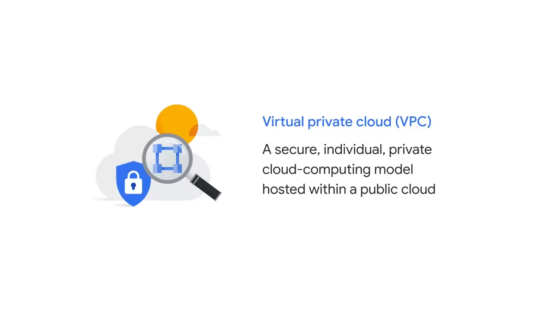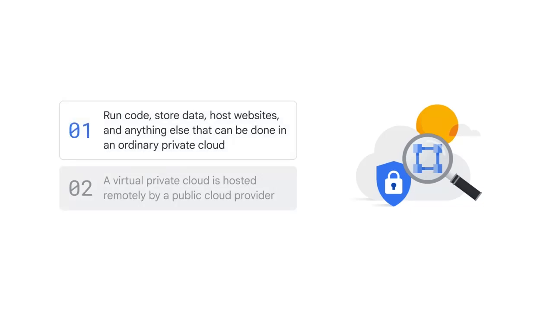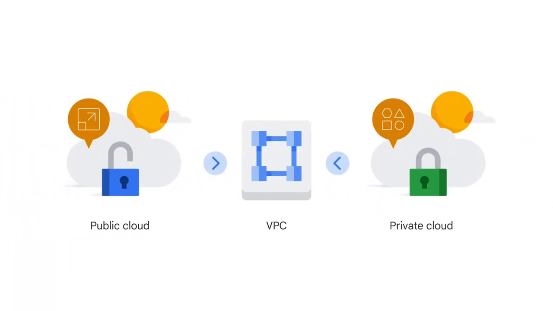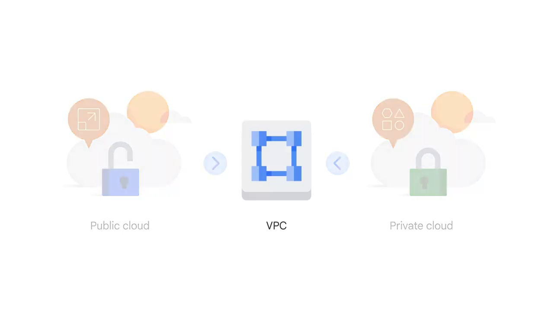A virtual private cloud, or VPC, is a secure individual private cloud computing model hosted within a public cloud, like Google Cloud. On a VPC, customers can run code, store data, host websites, and do anything else they could do in an ordinary private cloud. But this private cloud is hosted remotely by a public cloud provider. This means that VPCs combine the scalability and convenience of public cloud computing with the data isolation of private cloud computing.